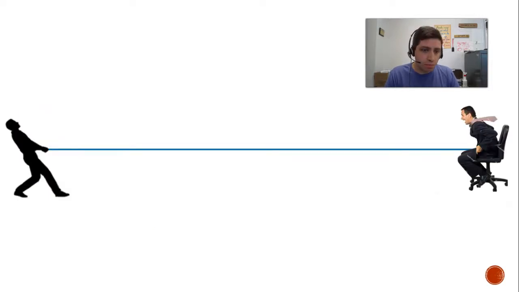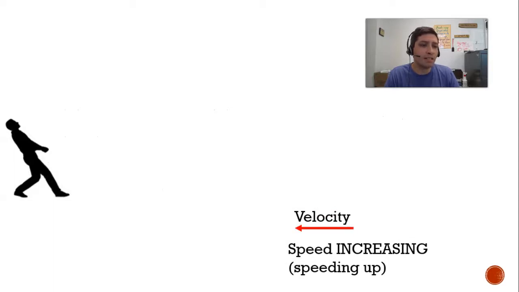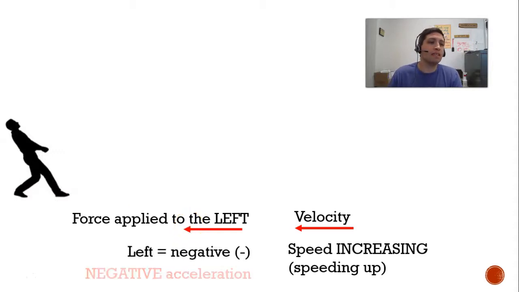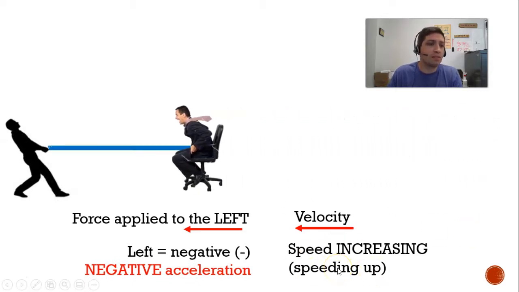Last example, person in the chair still moving to the left, but now the person that is holding the bungee cord is on the left side pulling to the left. In this case, the person is going to speed up. So velocity is to the left and the speed is increasing, speeding up. In order for that to happen, this person has to apply the force to the bungee cord to the left. Left is negative. Therefore, this is negative acceleration. Notice in this case, negative acceleration causes increasing speed, causes the object to speed up.